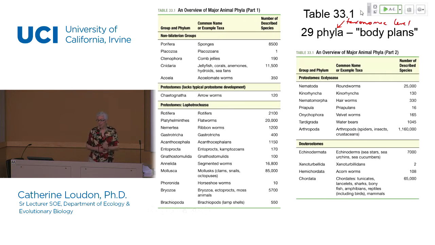Singular is phylum, plural is phyla. So there are 29 distinct animal body plans that have been recognized for a very, very long period of time, and they are listed here in Table 31, which is in front of you right now. It's a very long, skinny table. I chopped it into two so that you could see it a bit more easily.